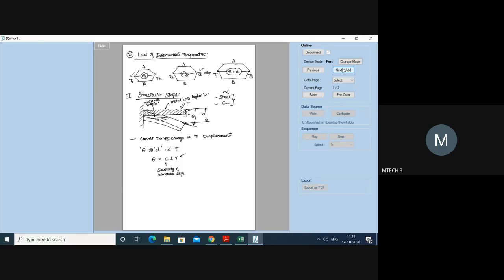And T, you can understand, is the temperature. L is nothing but the length of the strip. So by using this, we are able to determine. C is constant, L is also constant, then the amount of theta is proportional to the temperature. So by measuring the value of angular displacement, you can measure the temperature which has come into effect. Now this is related to bimetallic strips. Is it clear? Can we go further?